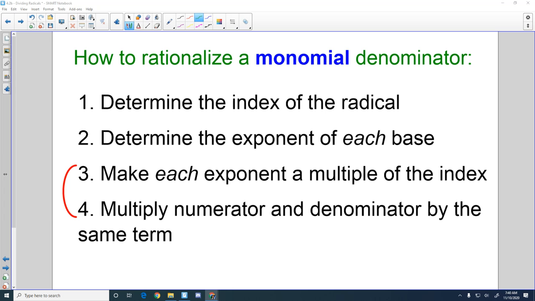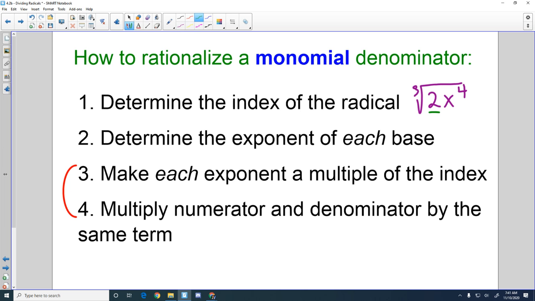So the first 2 steps are just looking at the denominator, which is going to have a root of some type in it. And we need to identify 2 things. First, what's the index, meaning what's that little number up there? Is it a 3? Is it a 2? Is it an 8? Then step 2 is find the exponent of each base.